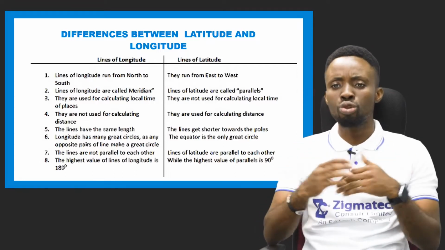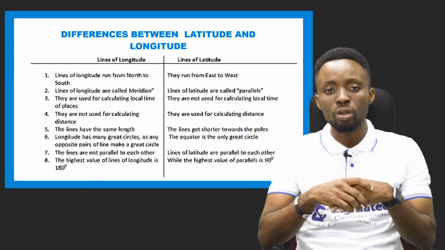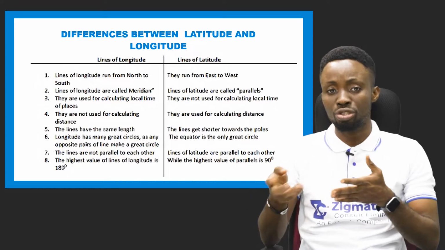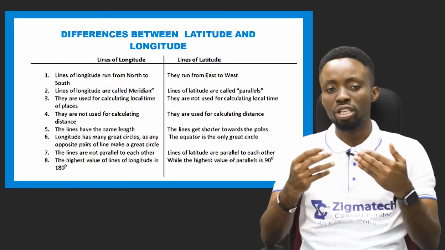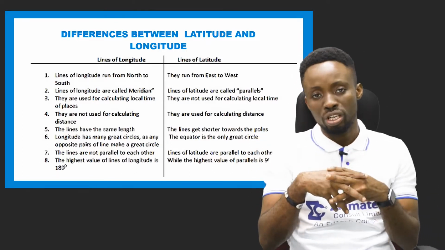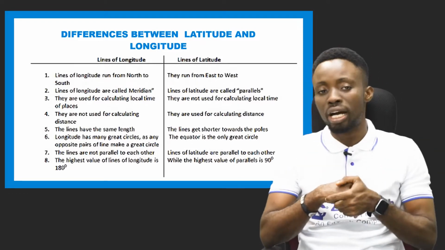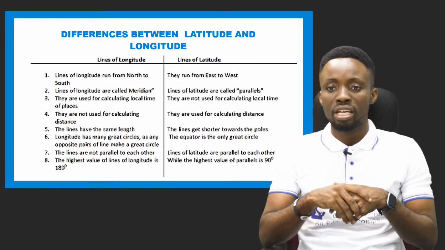And also, we use the lines of longitude for calculating local time of places. But for the lines of latitude, they are not used for calculating local time. Instead, they are actually used for calculating the distance of a particular place. And lines of longitude are not specifically used for calculating distances.